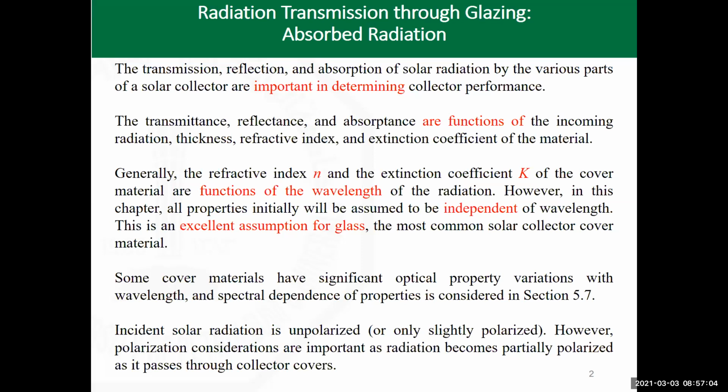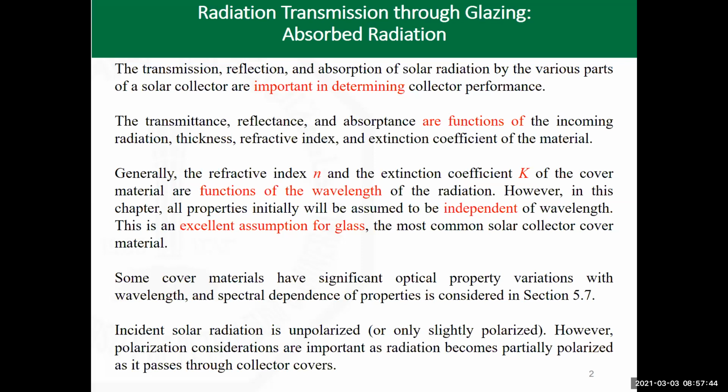Some cover materials also have some optical property variations with the wavelength, and their spectral dependence is given in this chapter as well. The incident solar radiation is basically unpolarized or slightly polarized, and we're going to look at this in a while. The polarization considerations are important because radiation characteristics can change, being polarized or non-polarized, as it passes through the collector covers.